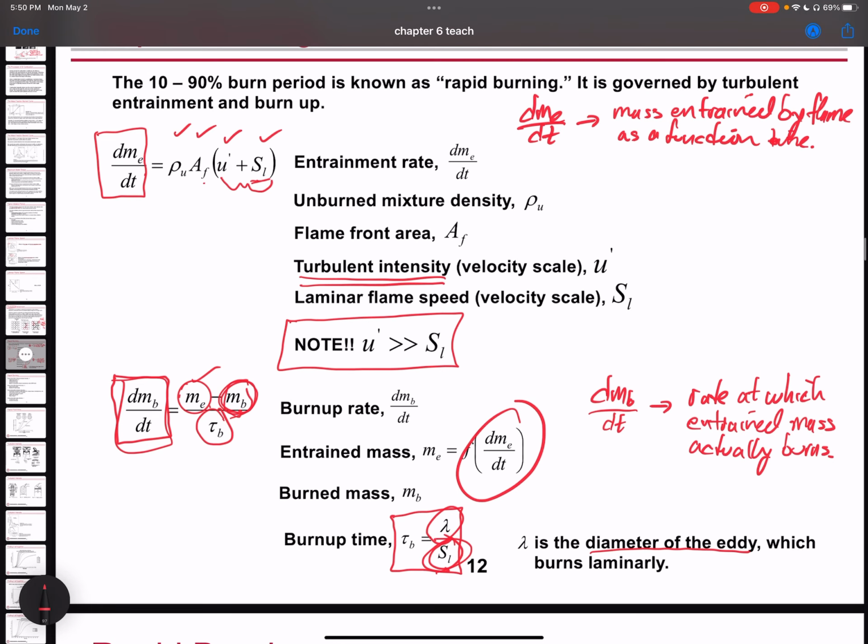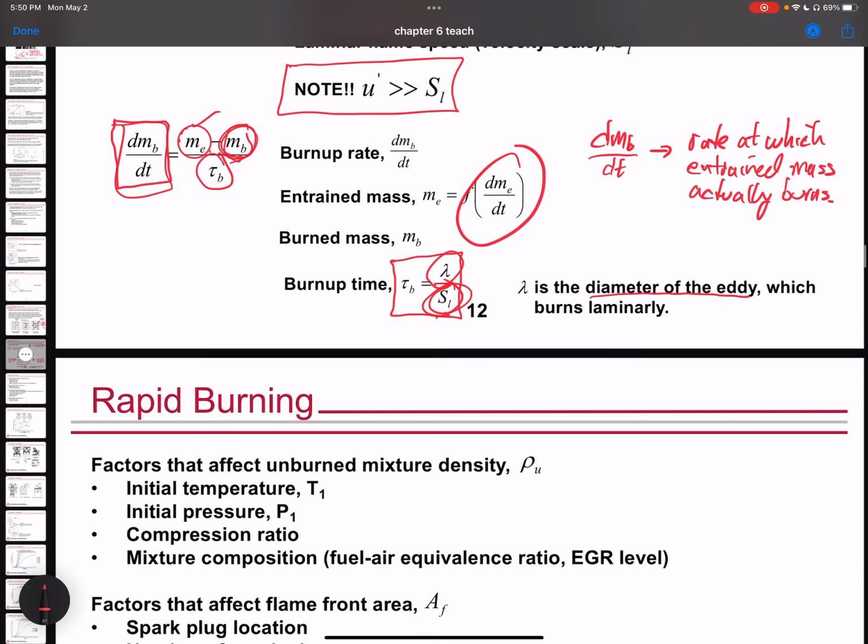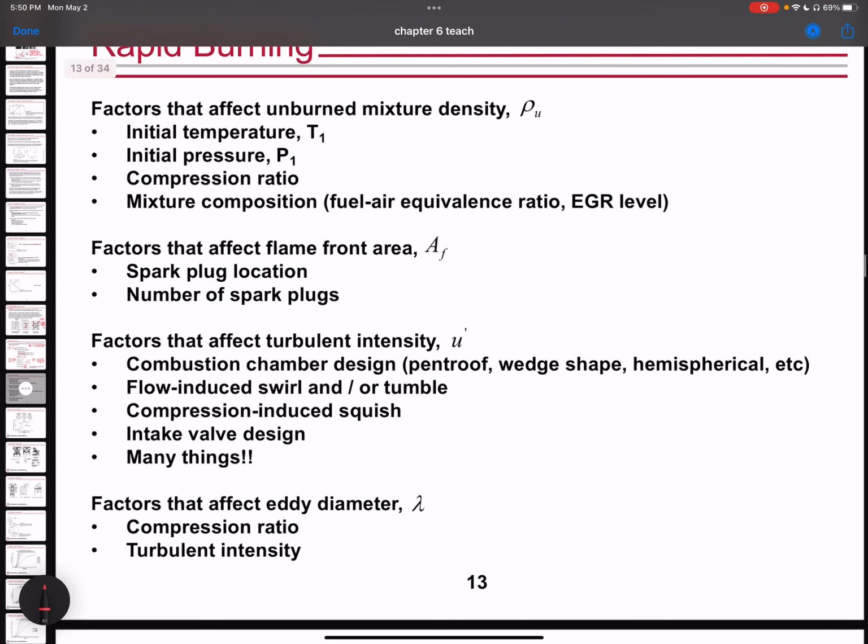Okay, so that's the model that we'll use to diagnose, to predict what our mass fraction burn curves are. So let's go ahead and evaluate how each of these terms might be influenced by the design of the engine. Okay, so factors that affect unburned mixture density, right? These would be all the things that you would generally expect them to be. Your initial temperature of the cycle, for example, right?